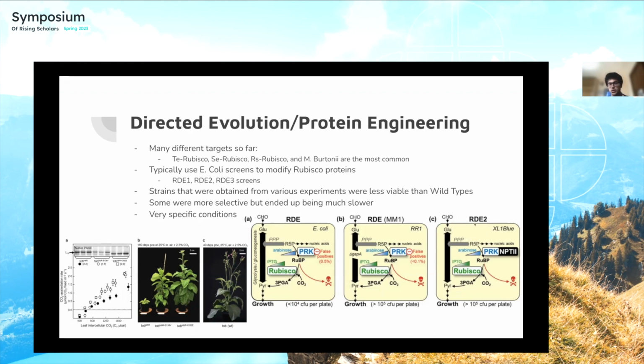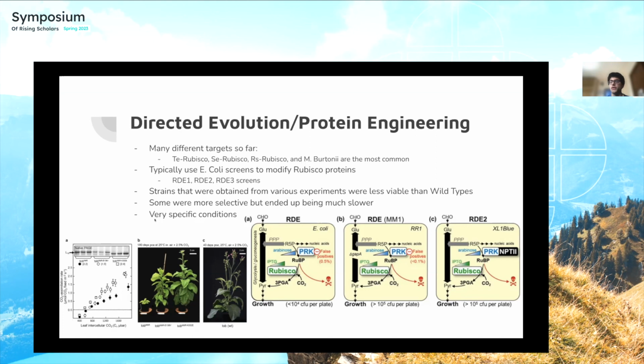RDE3 is basically an evolved form of RDE2, which uses fusion of PRK and MPT2, which are two different toxins, to select for it. And M. Bartani used the RDE MM1 screen. And basically, the strains from these various experiments tended to be less viable than the wild type, as you can see here. Although they might have been more specific sometimes or faster, there was often a huge trade-off.